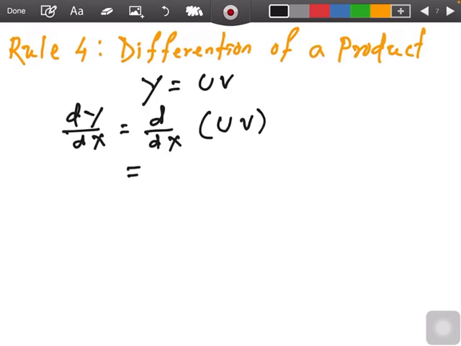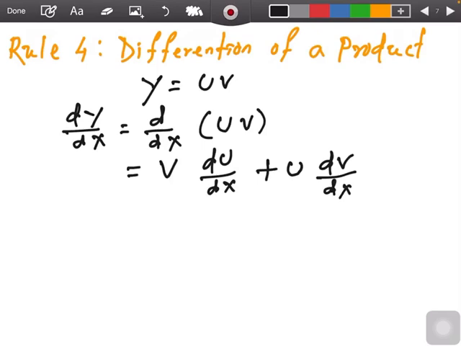The product rule will be v into derivative of u plus u into derivative of v. This is the formula of differentiation of a product. This is formula number 4. Try to remember all formulas. Try to understand the formula, how it is used in finding derivative. Let us take one example so that you can understand it easily.